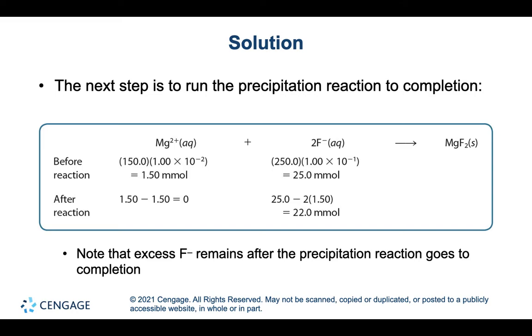So our initial calculation is to run the reaction all the way to the right, which means the magnesium plus 2, the limiting reactant, is going to go all the way to 0. It's going to use up all the magnesium plus 2 with that large excess of F minus. So the Mg plus 2 is going to go to 0 after the reaction, and the F minus is going to drop from 25 down to 22: 25 minus 2 times 1.5. So our F minus is now at 22 millimoles, and our Mg plus 2 is at 0 millimoles.